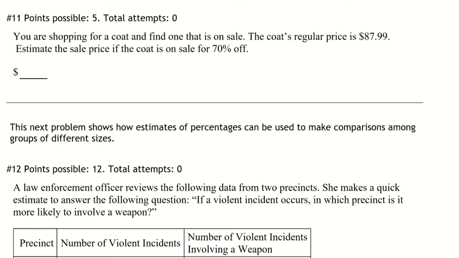So if you're looking at sales, right, this is when you usually start to estimate. Now, if it's 70% off, I could probably round this to 90, and then 70% of 90, multiply those, that's 63. So then I'm going to take the 90 and the 63, subtract it, so it's about $27 off. That's the discount.